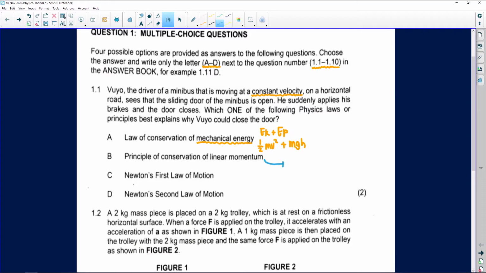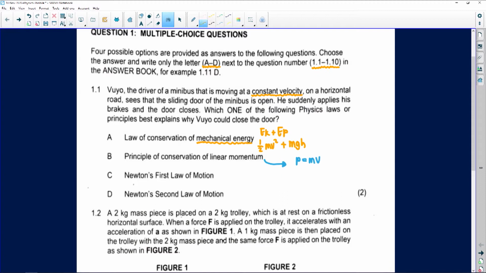Now remember, the definition of momentum is the product of the object's mass and velocity. However, the principle states that the total linear momentum of an isolated system remains constant, and momentum is neither created nor destroyed, rather transferred from one form to another. So there we have momentum. Remember, linear momentum, not change in momentum.